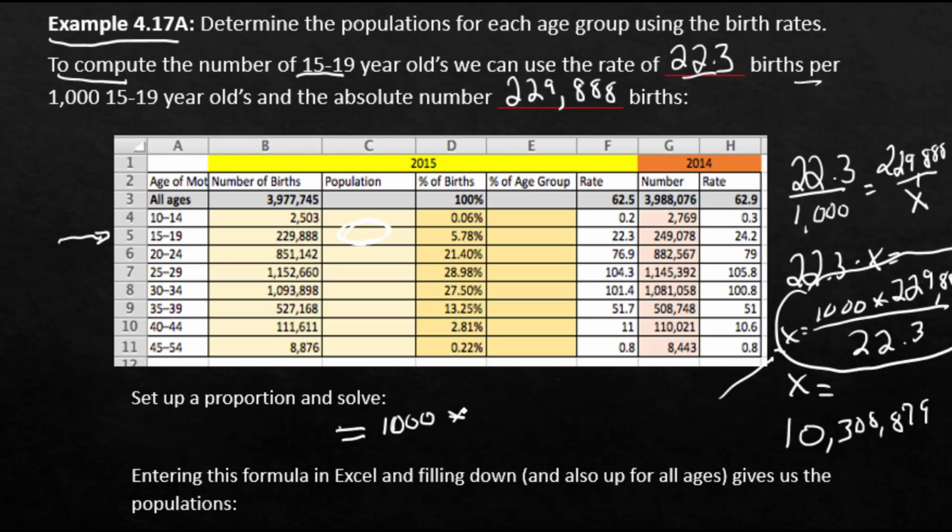But this is going to be 1,000 times the number of women that gave birth, which is going to be B5. I'm going to put all that in parentheses, and then I'm going to divide it by the 22.3, which is F5. That's what's going to be in the cell there. Of course, you would probably just start out in the cell up here, which is E4, and then run it down like that.